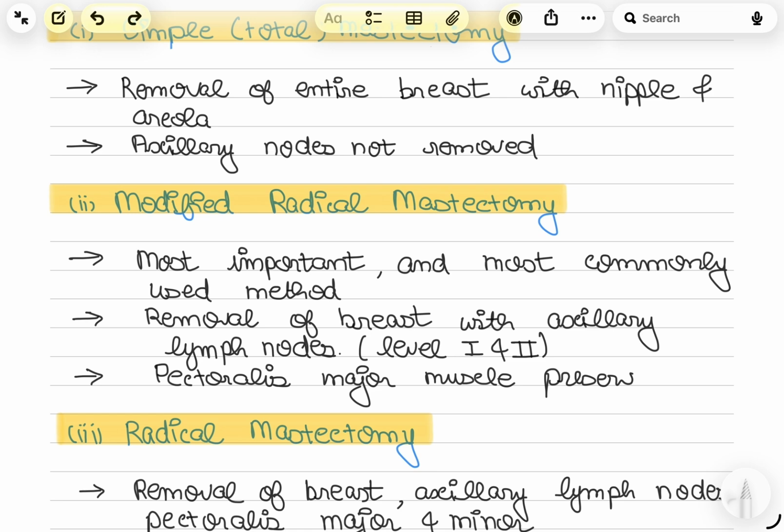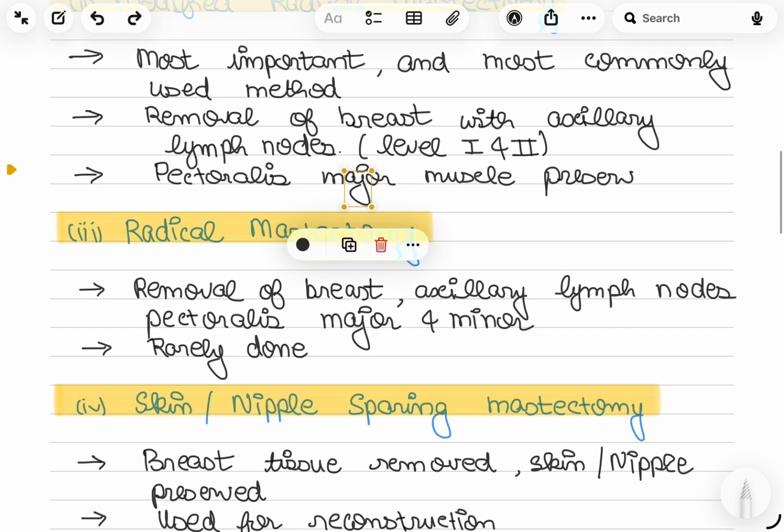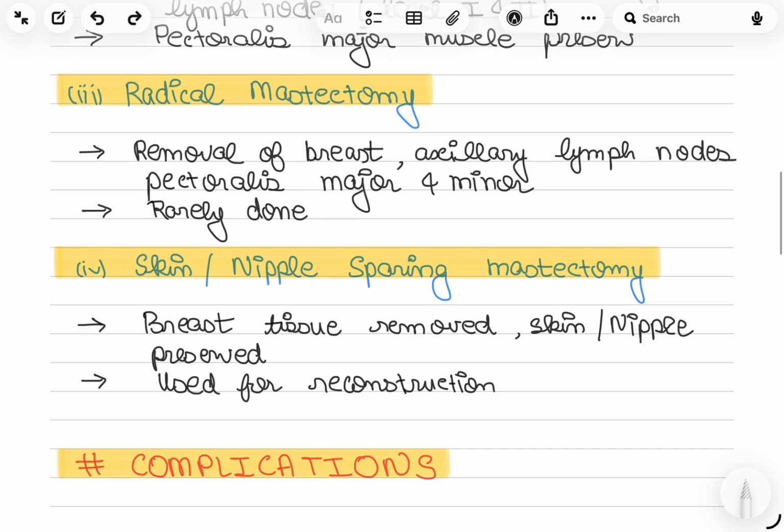Second is the modified radical mastectomy. This is the most common and important mastectomy, commonly practiced. Most important and most commonly used method, as I told you, removal of breast with axillary lymph nodes. Pectoralis major muscle is preserved. Third, radical mastectomy: removal of breast, axillary lymph nodes, pectoralis major and minor muscle. And this is rarely practiced.